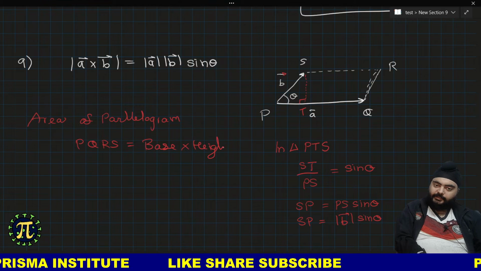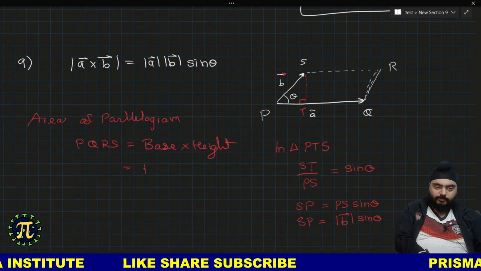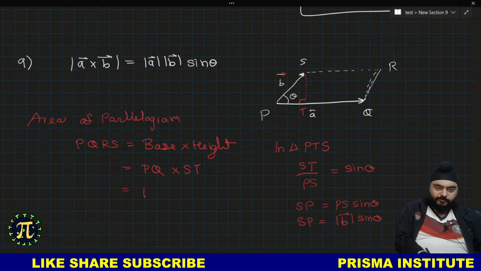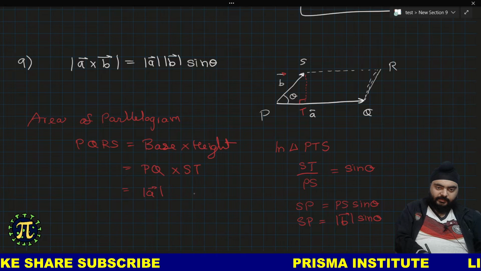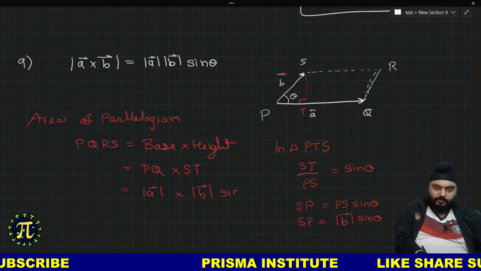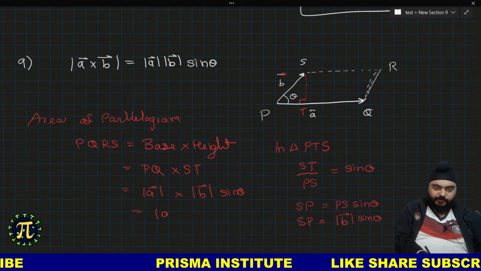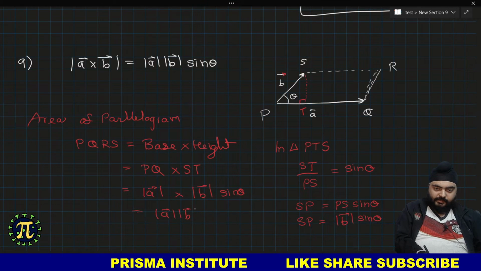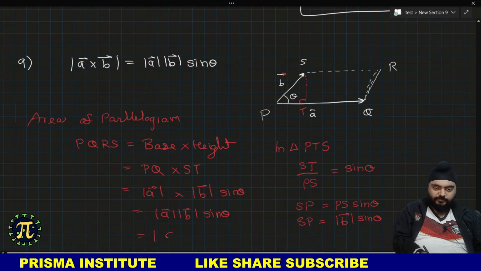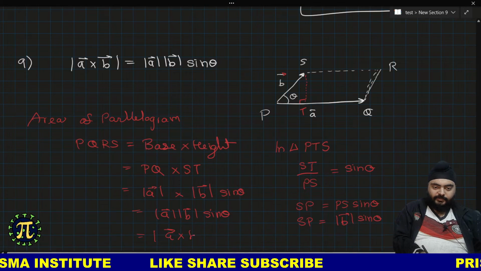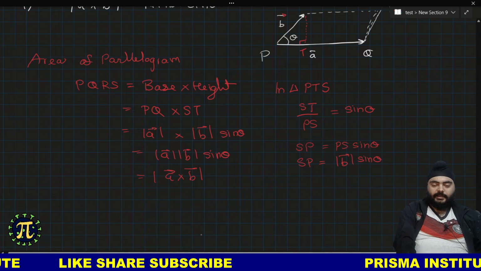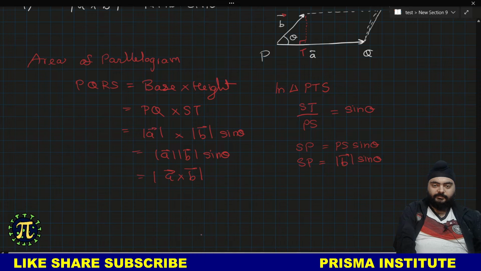So we calculated the height. The base is PQ, right, into ST, right. PQ is the magnitude of A vector, right. ST is the magnitude of B into sin theta. Okay, so this is magnitude of A, magnitude of B and sin theta, and we just saw this result, this is magnitude of A cross B. So magnitude of A cross B represents nothing but the area of the parallelogram formed by AB and BC vector.